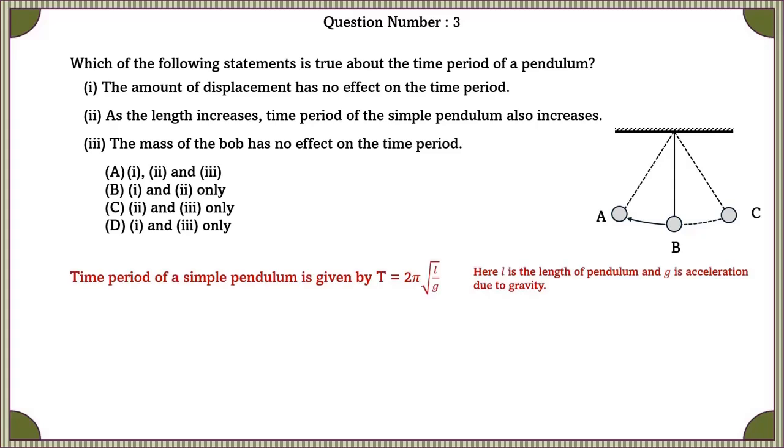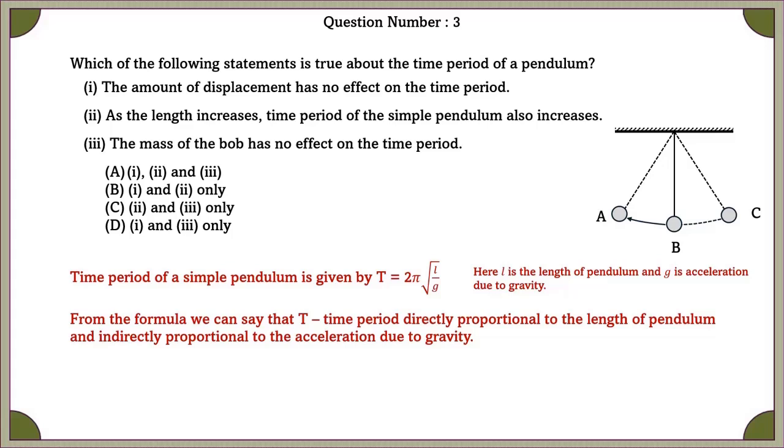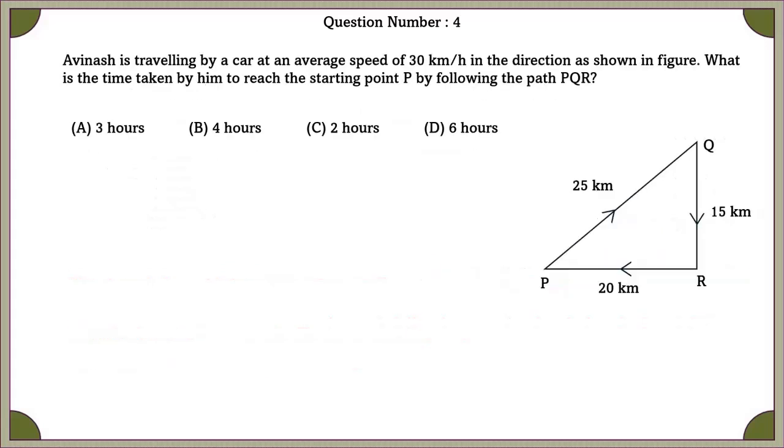Time period of a simple pendulum is given by T equals 2 pi root L by g. Here L is the length of the pendulum and g is the acceleration due to gravity. From the formula, we can say that T, that is time period, is directly proportional to the square root of the length of the pendulum and inversely proportional to the square root of the acceleration due to gravity. And time period is independent of the mass. Therefore, all the options are correct.